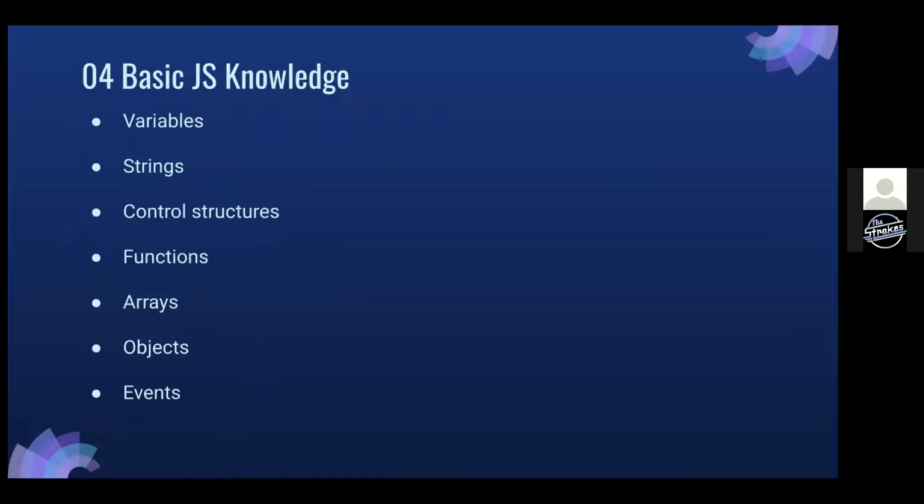So moving on. Now we're going to get into basic JavaScript knowledge. This is the very basic stuff that you should know. It's variables, strings, control structures, functions, arrays, objects, and events. You probably have heard of a lot of these things if you've taken CS1 and CS2. Even in CS1, you've heard of most of these things, minus events probably, and objects.